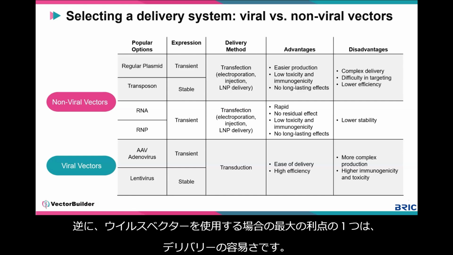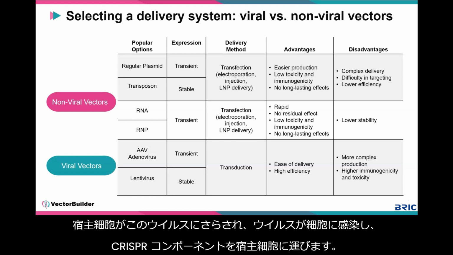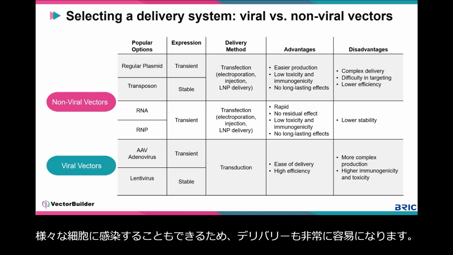However, on the contrary, one of the biggest advantages of using viral vectors is the ease of delivery. What happens in viral vectors is your CRISPR components are packaged into a specific virus, and the host cells are exposed to this virus. And viruses, as they do, will infect the host cell and in turn carry your CRISPR components into the host cell. So because of that reason, the delivery is pretty easy, and they can also infect a wide variety of cells, making delivery pretty easy.